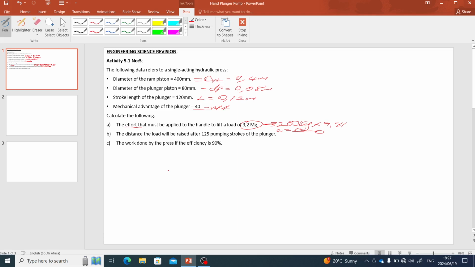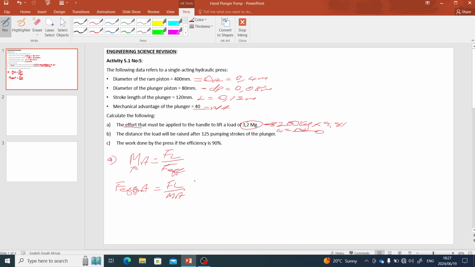All right, now let us calculate the F effort. In calculating the F effort, the formula that we need to use is mechanical advantage equals F load over F effort. The question would be, do we have mechanical advantage? Yes, we do. Do we have the FL? No, we don't. We still have to calculate the FL because we are looking for F effort. Let us make F effort the subject of the formula. It will be F load divided by MA. We cross multiply, and this is what we will have.